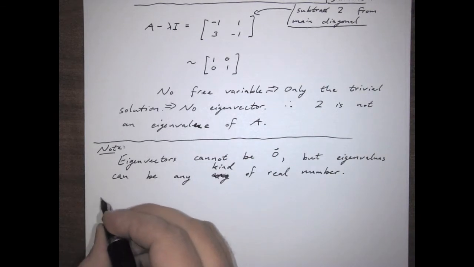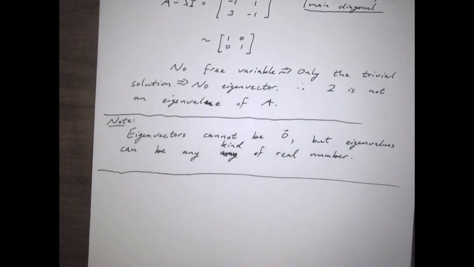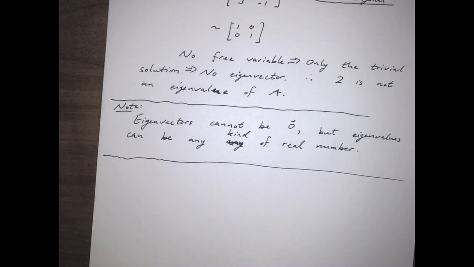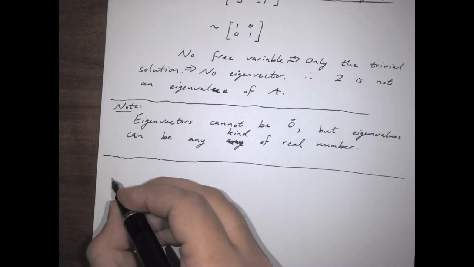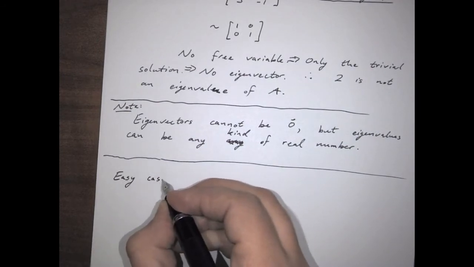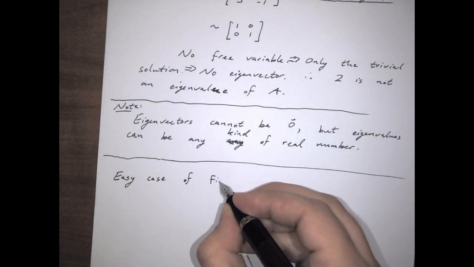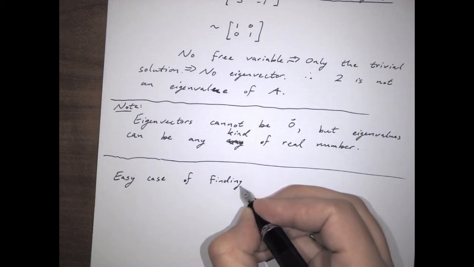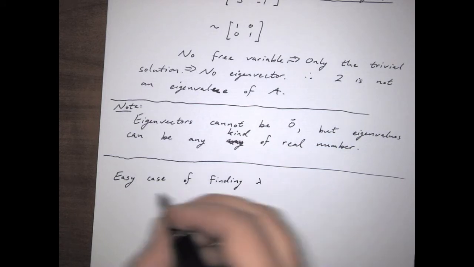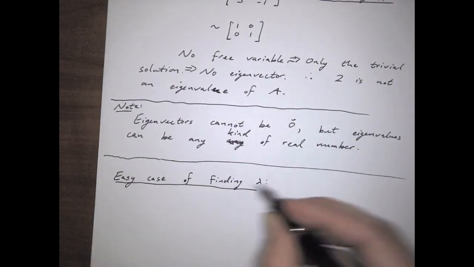Okay, now finding eigenvalues is a topic that is a little bit involved, so we'll save that mostly for another section, but there is one exceptional case where it's relatively easy. So an easy case of finding lambda, and that is triangular matrices.